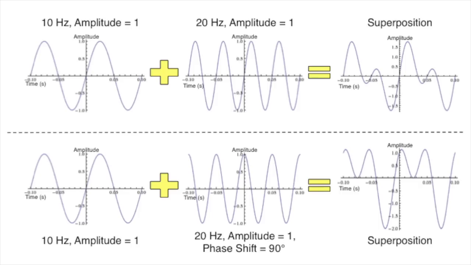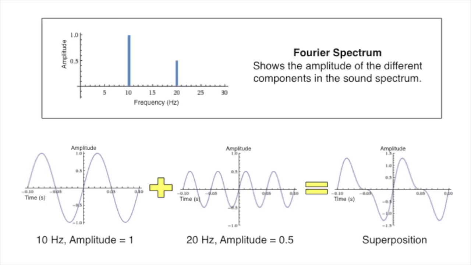Let's look at some examples. If we combine a 10 Hz oscillation with a 20 Hz oscillation of the same amplitude, we will get a superposition of these two waves. By shifting the phase of the 20 Hz oscillation by 1/4 wavelength, or 90 degrees, we will get a different superposition. We can represent the component waves of any oscillation as a Fourier spectrum.